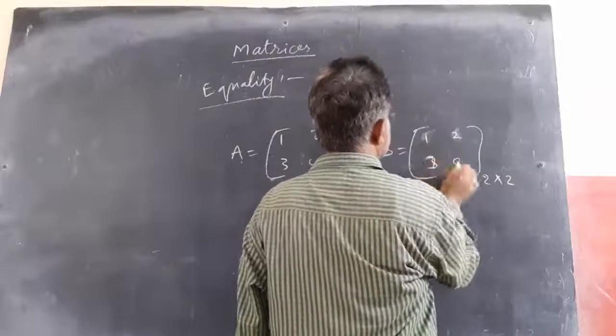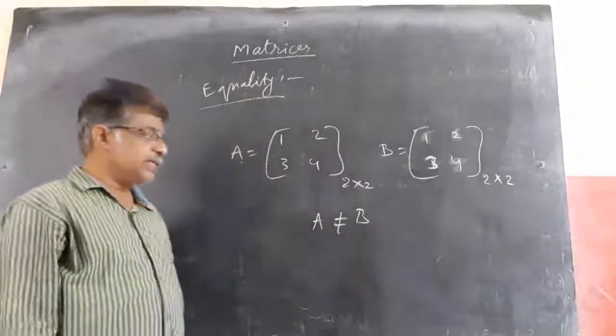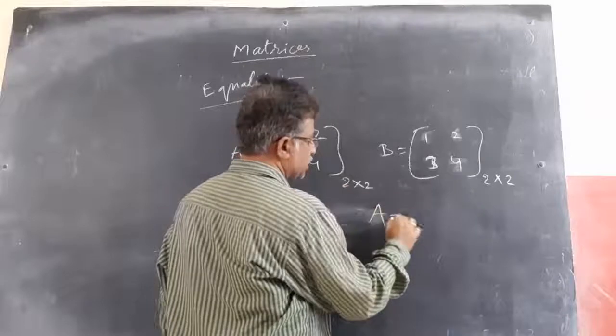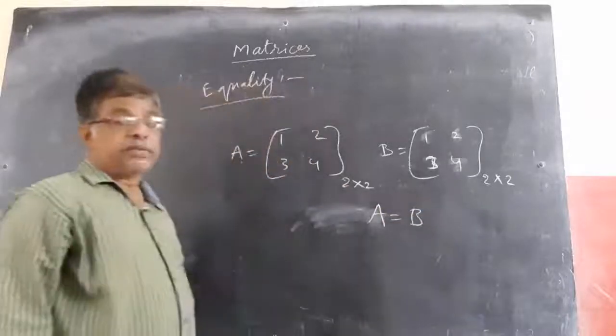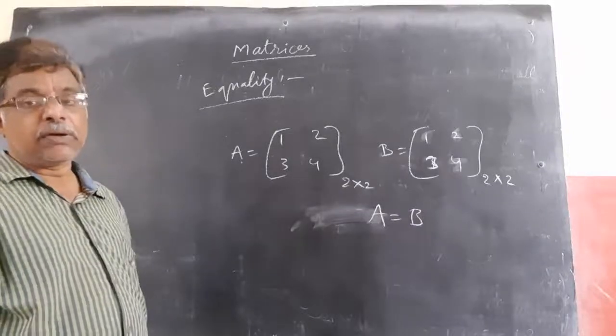Then only we can say that the matrices are equal. Means all the corresponding elements are the same and they are of the same order. Then we can say that the matrices are equal. Then they are said to be equality of matrices or equal matrices. A equal to B.